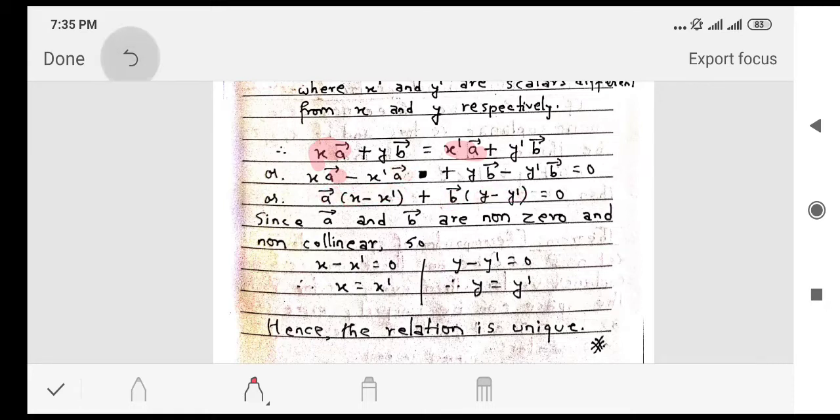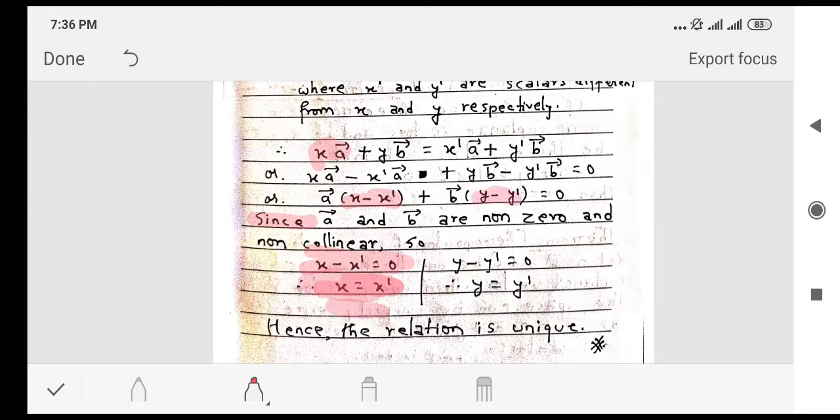So since vector a and vector b are non-zero, non-collinear vectors, we can say that by equating it we get x minus x dash equal to 0. So from here we get x equal to x dash, meaning there always exists the same scalar; x and x dash are same.